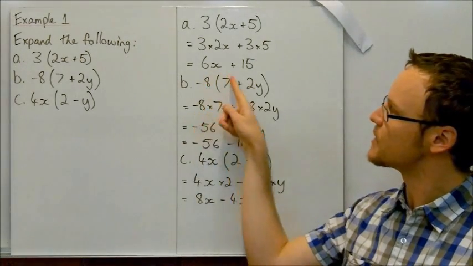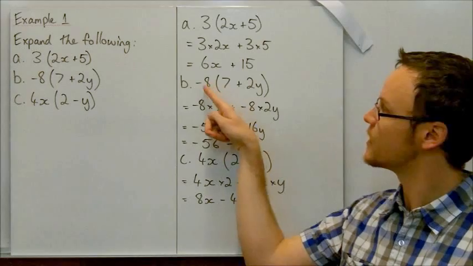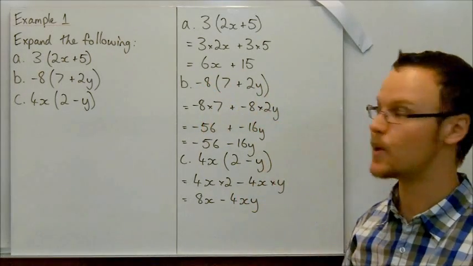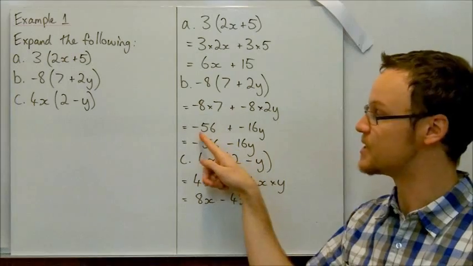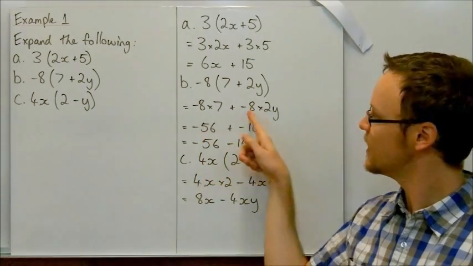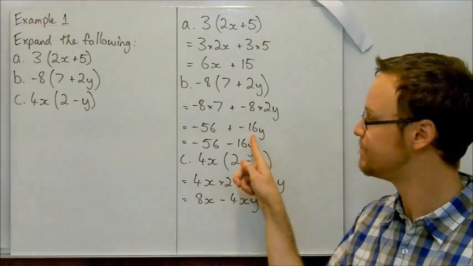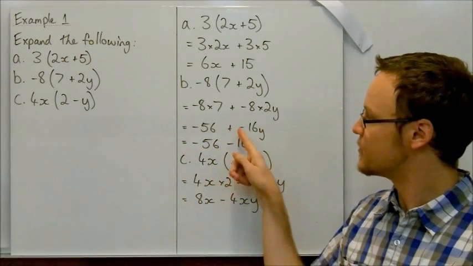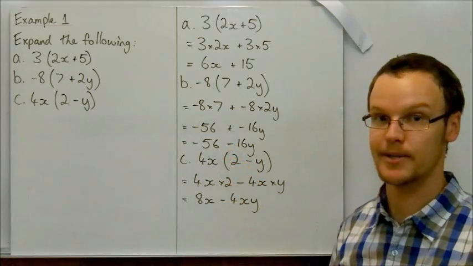Here, negative 8, we're going to distribute the negative 8 to the 7, negative 8 times 7, and distribute the negative 8 to the 2y, negative 8 times 2y. Negative 8 times 7 is negative 56, and negative 8 times 2y is negative 16y. Here, we've changed the plus and negative just to a minus because they're the same.